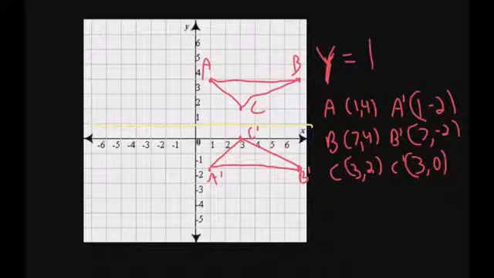Alright, one more term. When we do a reflection, what has changed is the orientation. And what I mean by orientation is it's no longer facing the same way. So C was pointing down and now C is pointing up. So the orientation has changed.